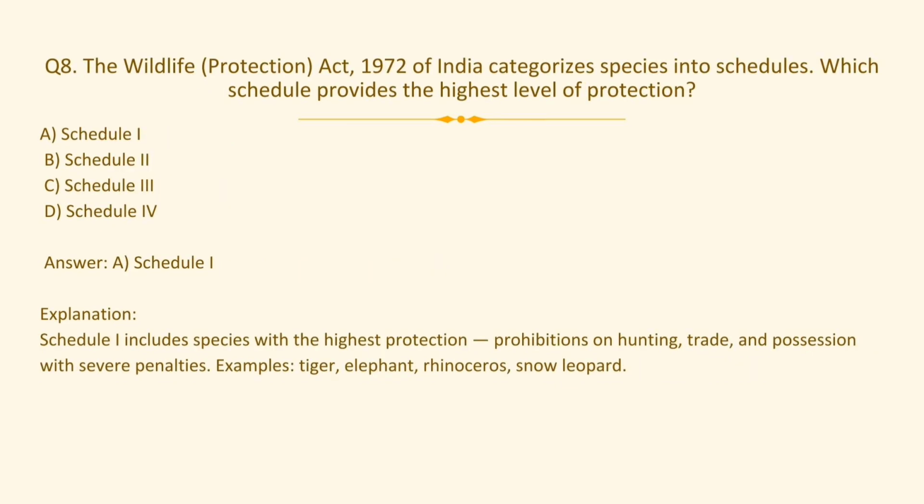Eighth, the Wildlife Protection Act 1972 of India categorized species into schedules. Which schedule provides the highest level of protection? Answer, Schedule 1. Now, Schedule 1 includes the most protected species with strict bans on hunting and trade and also severe legal penalties. Now, examples include tiger, elephant, rhinoceros, and snow leopards.